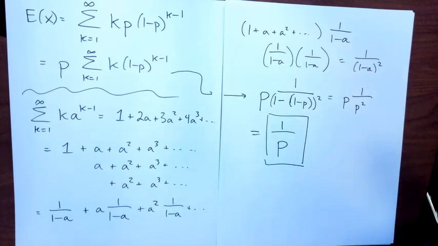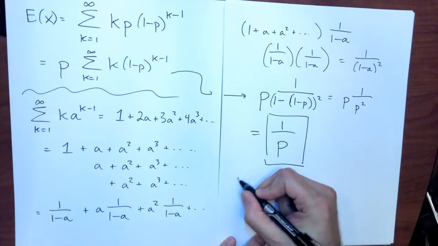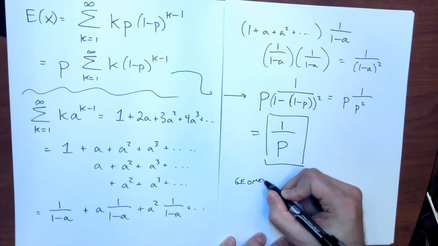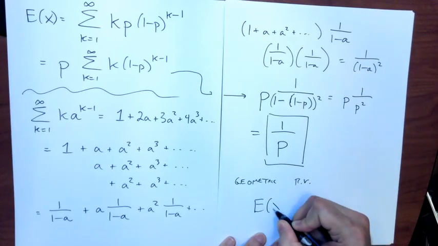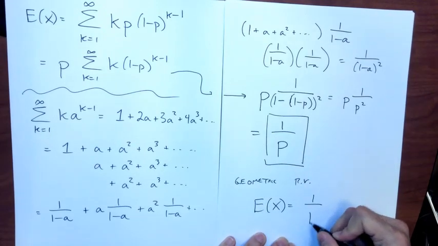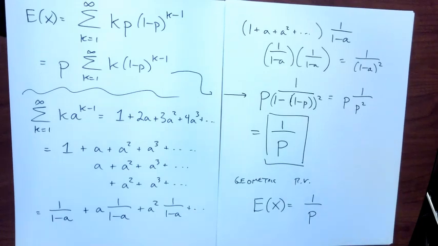Now, don't worry, you're not going to have to do this kind of thing on the exam. This is just a derivation of a property. I like to show you where these things come from. It's a good mathematical exercise. But the key idea, to draw it all together, is that for a geometric random variable, the expected value is 1 over the probability of success.